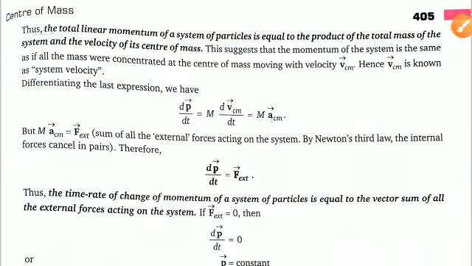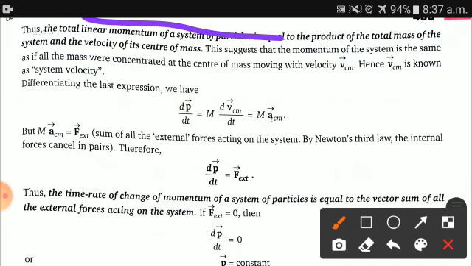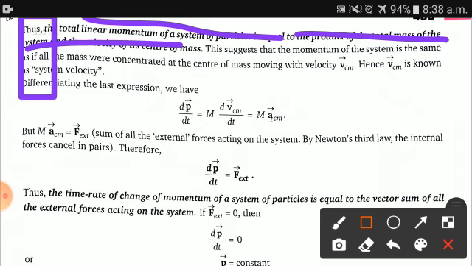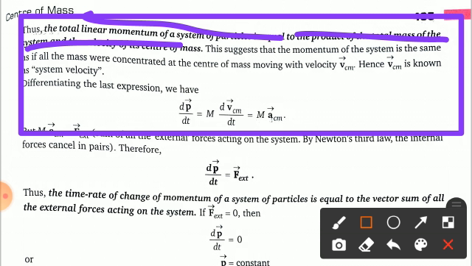So we can say that the total linear momentum of a system of particles is equal to the product of the total mass of the system and the velocity of its center of mass. Clear? You can see here, this is the total definition. So this suggests that the momentum of the system is the same as if all the mass were concentrated at the center of mass moving with velocity vector vcm. So vcm is known as the system velocity.